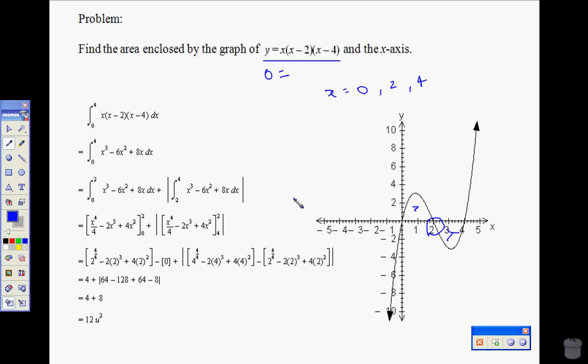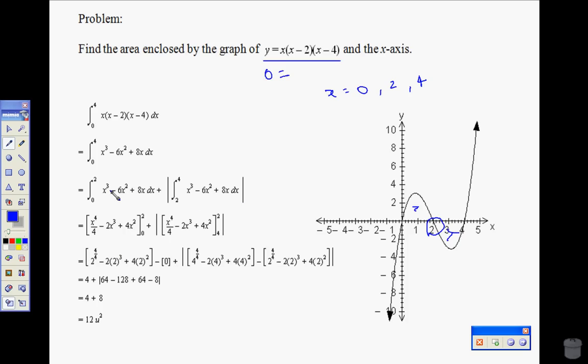From 0 to 2, we're going to get a positive area under the curve. But between 2 and 4, we're going to get a negative. So we split it up, and we take our absolute value. Now, it's a little bit more work because we're basically having to write it out twice. But it's the same integration though, so that's a little bit easier.